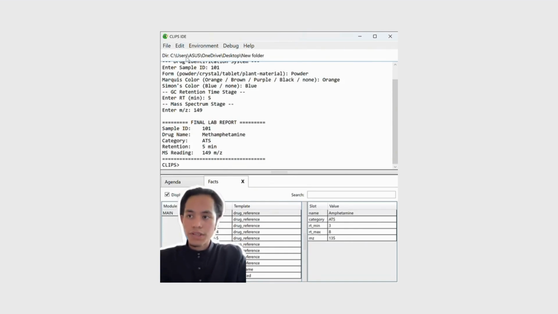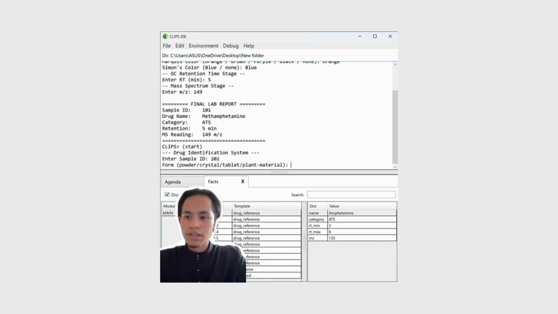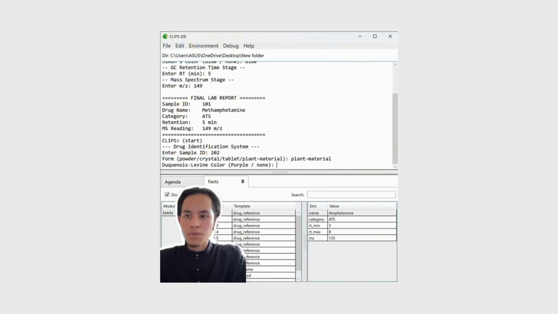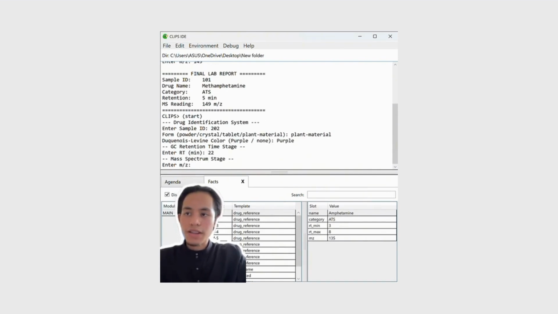Next we will do the second sample, using the same start keyword to trigger the input function from the user. Here we use sample ID 202, and for the physical form we put plant material. It will trigger the rule to ask for the Duquenois-Levine test output. So here we put a purple color. Then it asks for the detection time. We put 22 minutes, and the mass spectrum is 314. Then it shows the final lab report.